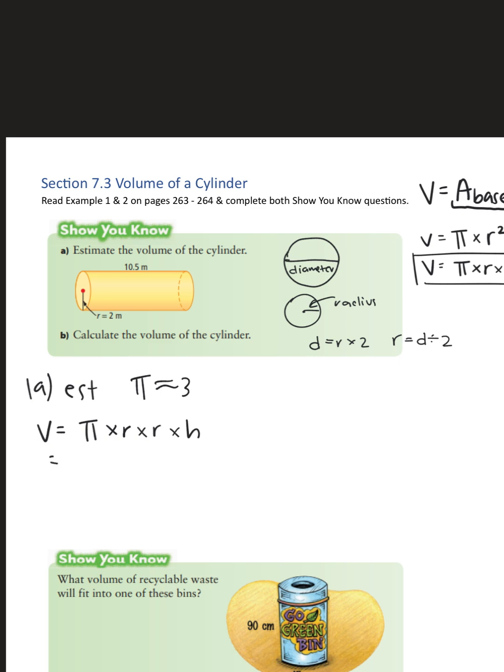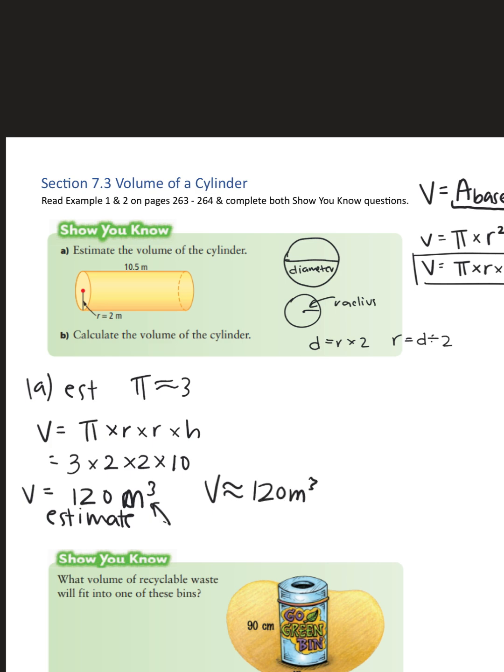So in this case, I've got about 3 times, I've got a radius of 2 times 2. My height is actually 10.5, but again, because I'm estimating, I'm just going to call that 10. So 3 times 2 is 6, 6 times 2 is 12, and 12 times 10 is 120. So I'm going to say that it's about 120 cubic meters. And again, that's my estimate. I could also use my squiggly if preferred.